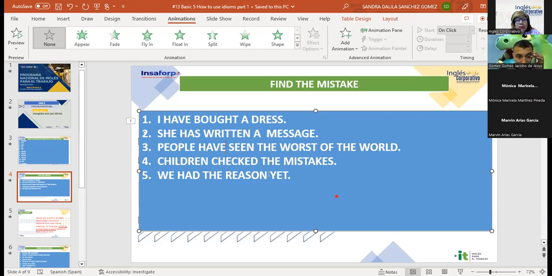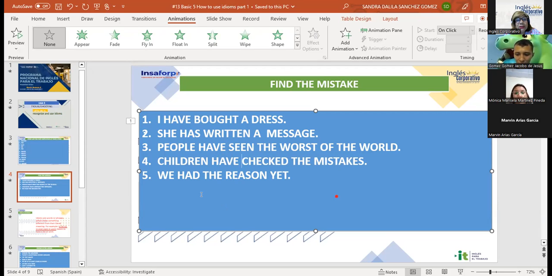What is the mistake if we are talking in the context of the past, the present perfect? And have, the auxiliary? Yes, so what is the auxiliary? Children is the subject. Has? Are you sure that it's has? It's have because it's plural. Yes, children is plural. So the auxiliary is have. Children have checked the mistakes.